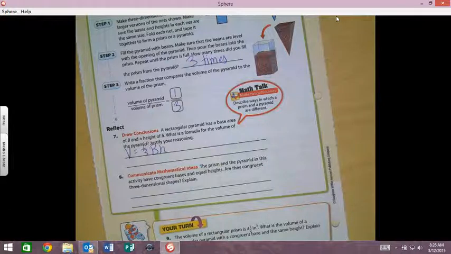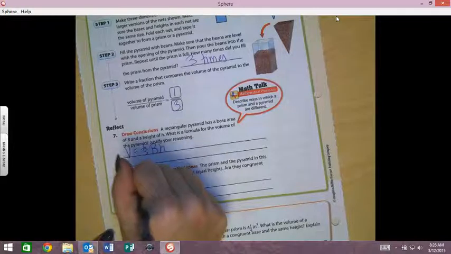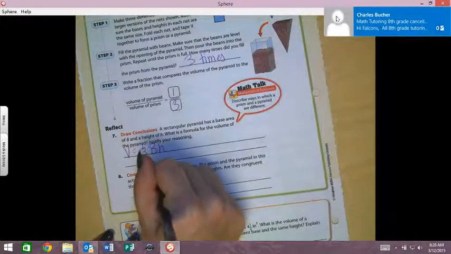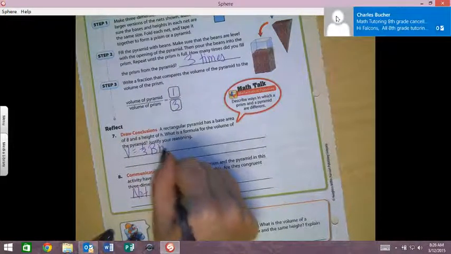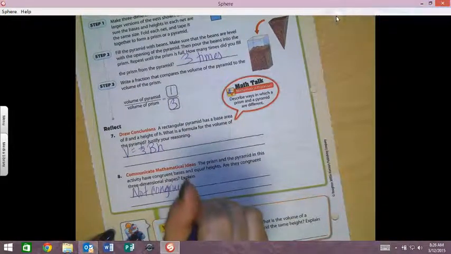The next question says, the prism and the pyramid in this activity have congruent bases and equal heights. Are they congruent three-dimensional shapes? Explain. They are not congruent. They absolutely are not congruent. They're not congruent because they're different shapes.